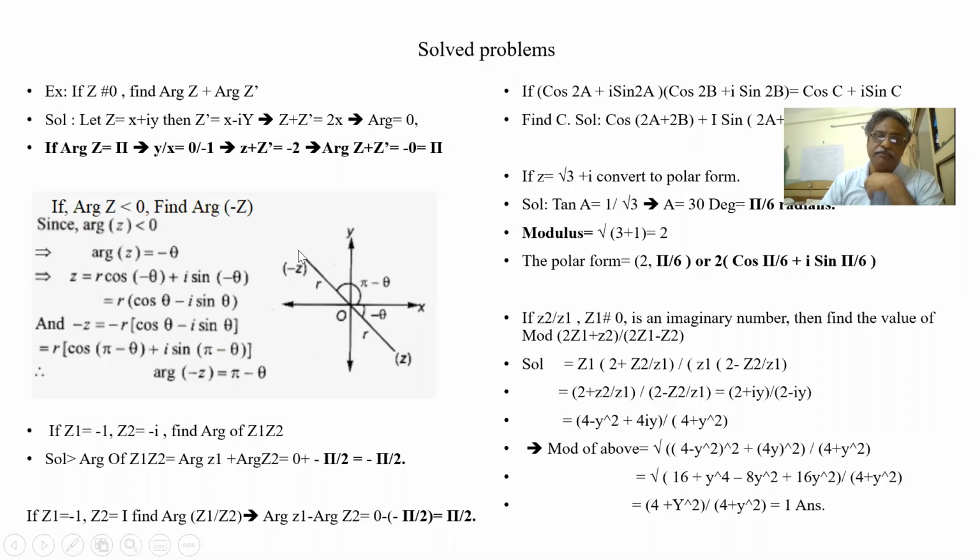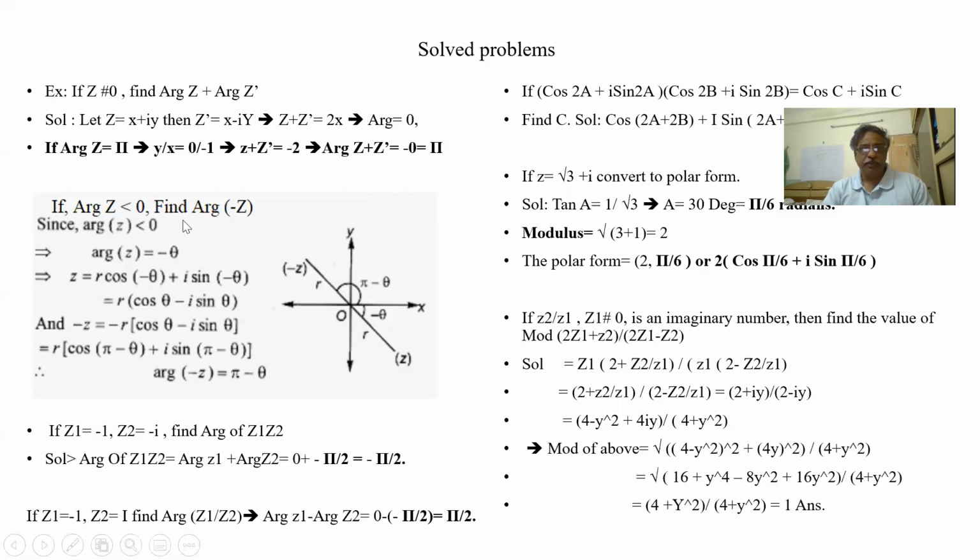Suppose this is z, and you have a z dash here. Then the resultant arg is minus pi, because the resultant is along the minus x direction. It is either pi or minus pi. So if arg z is pi, then z dash also has arg pi, and the result is also pi or minus pi. So these two possibilities are there.